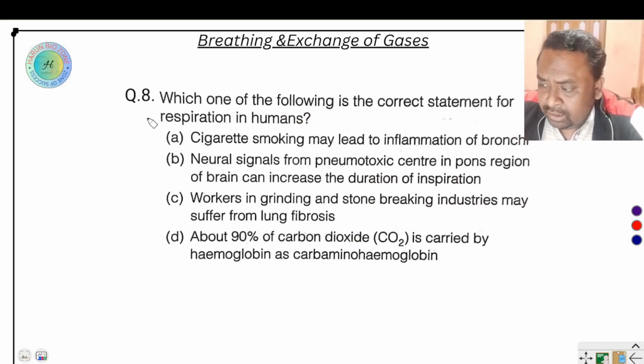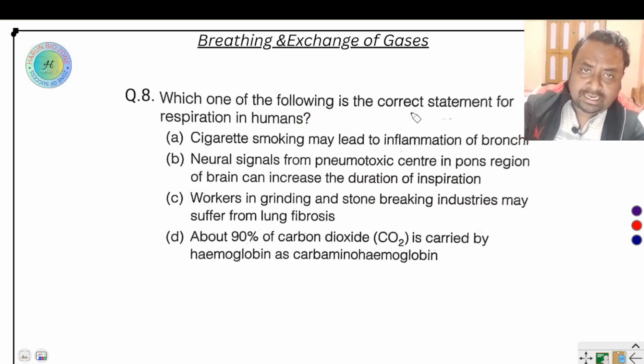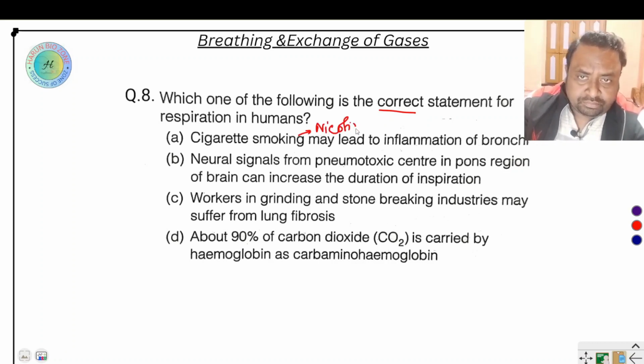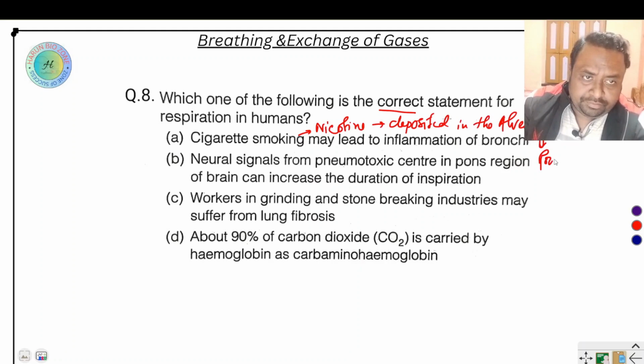Next question, which one of the following is the correct statement of respiration in humans? Cigarette smoking may lead to inflammation of bronchi. Actually, cigarette smoking means nicotine is deposited in the alveoli, and the alveoli become rough, so the exchange of gases decreases.